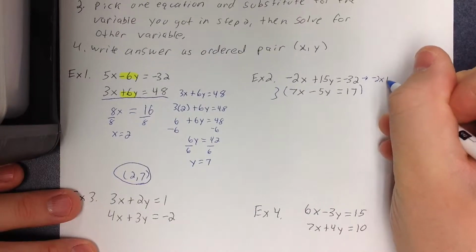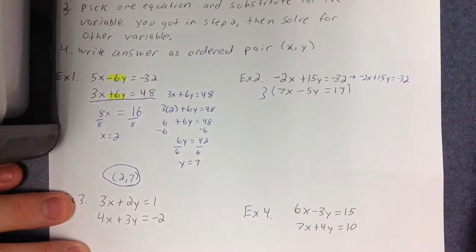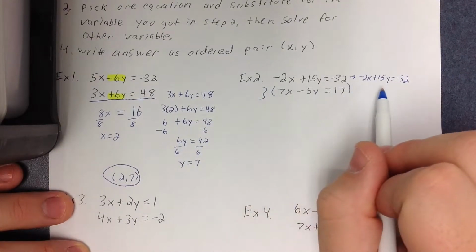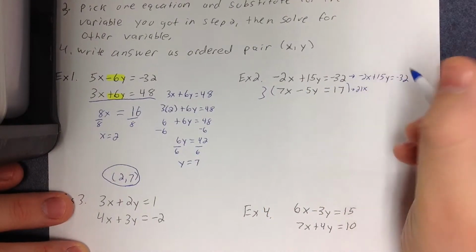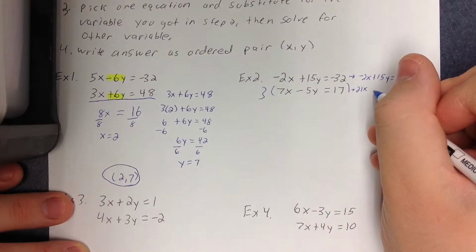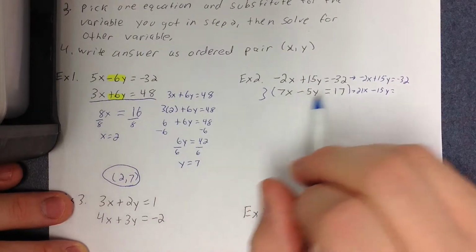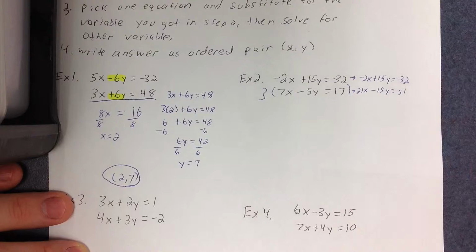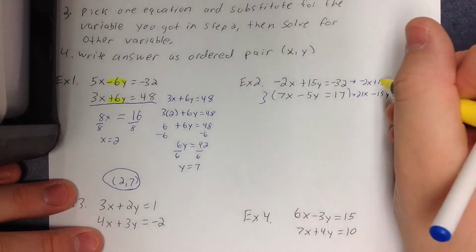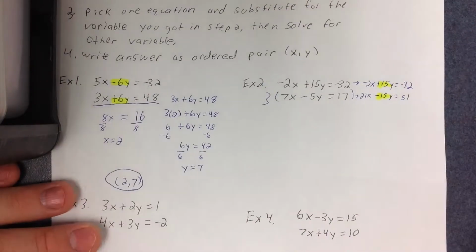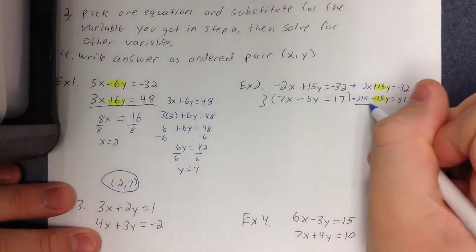So the first equation I'm not changing. It's going to stay negative 2x plus 15y equals negative 32. The bottom equation, I'm going to multiply everything by 3. So 3 times 7 is 21x. 3 times negative 5 is negative 15y. And 3 times 17 is 51. Now if you notice, by multiplying that bottom equation by 3, now I've got opposites. I got a 15y and a negative 15y. So I'm ready to add the two equations together.